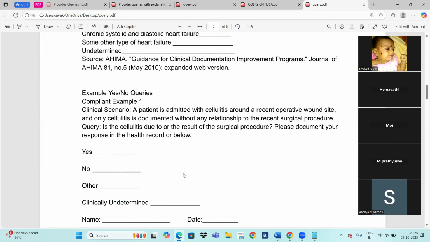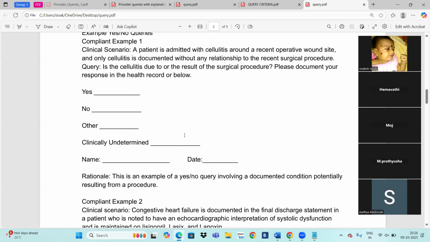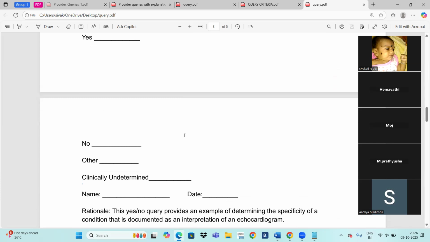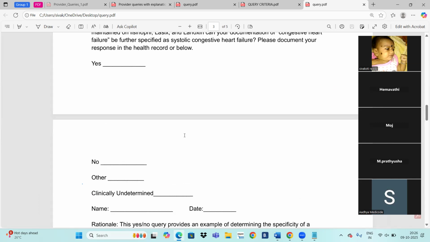See here, the documentation says the patient is admitted with cellulitis around a recent operative wound site, and only cellulitis is documented without any relationship to the recent surgical procedure. We just need to ask if the cellulitis is due to the surgical procedure or not. That's it. If they say yes, it was related to the surgical procedure, they will tick yes. If it was unrelated, no. If any other, they will write other. That's it. In this format, if we get the option, it should be yes or no type.